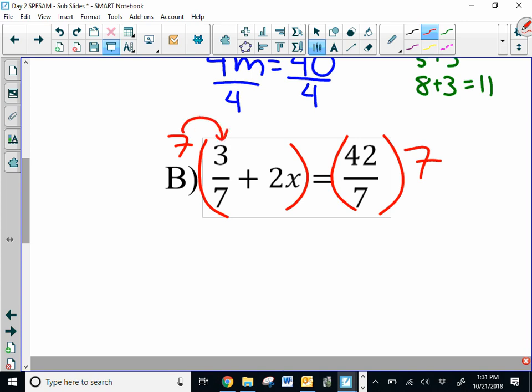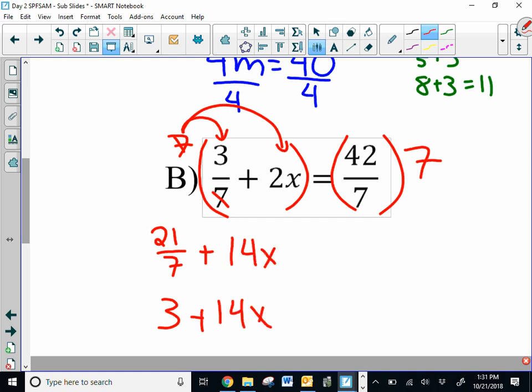When we multiply this first one, again, the long way would be 21 over 7, or 21 divided by 7 is 3, which if you notice, the 7's cancel out, will just give us 3. Then we got to do 7 times 2x, so plus 14x, equals, then again, if we do this one the long way, we're going to have to do 42 times 7, which is going to give us 294 over 7. Or again, just notice that shortcut, 7 cancels out, gives us 42.